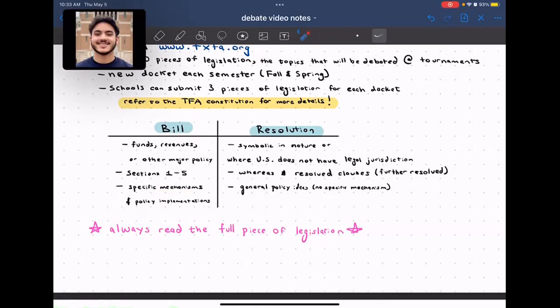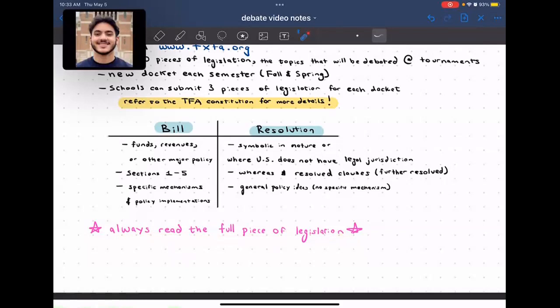The final thing I'll say before we wrap up today's lecture is that you should always read the full piece of legislation. This is really important, and I think it's an issue where a lot of congressional debaters fall short of their expectations. And that is that in Congress, you're debating the piece of legislation, not the problem at hand.